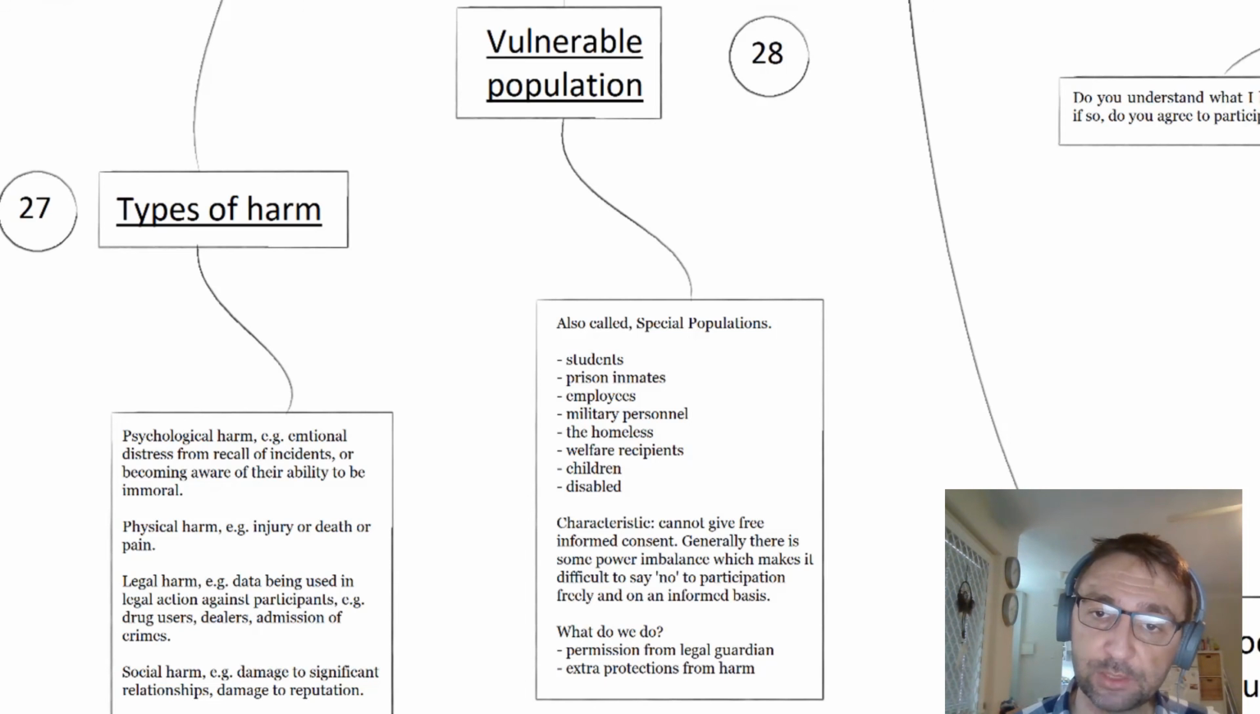And so what do you do to protect special populations? One is getting permission from a legal guardian, and the second is to have extra protections from harm, and also extra ways of obtaining consent. For students, for example, if an academic is going to research students, they need to give them an assessment task that does not collect the data. So if I had an assessment that involved you having to participate in one of my studies, I need to offer you an option to do another research activity that does not involve participating in my study.